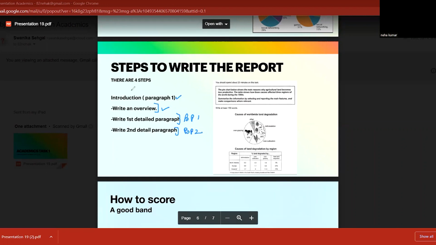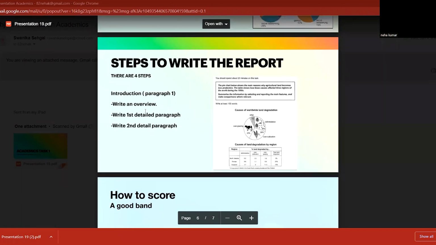This is very important. So every report writing has 4 steps. First is an introduction, second is an overview, third is body para 1, fourth is body para 2. So you should make sure that you don't write your report in a lot of words or outside the structure. It should not be outside the structure. It should be within the structure.